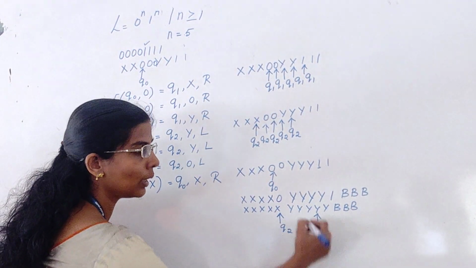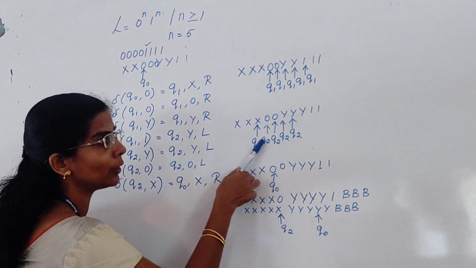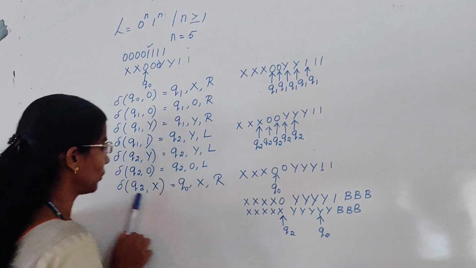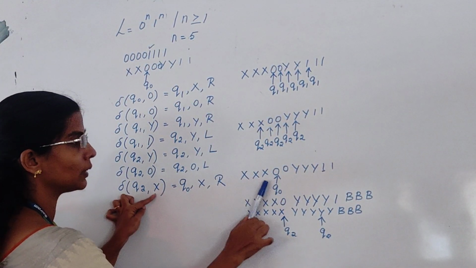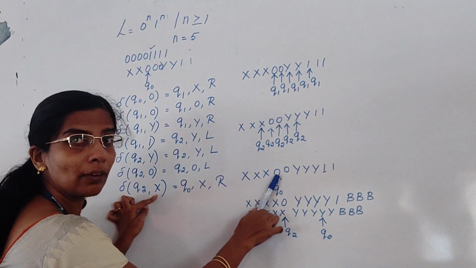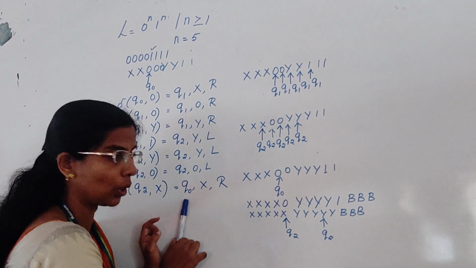With q2 only, I am traveling towards the left. When I reach x, I will take q2 comma x. X remains the same, just take right. You will be pointed at 0, and you have to make a state change to q0.